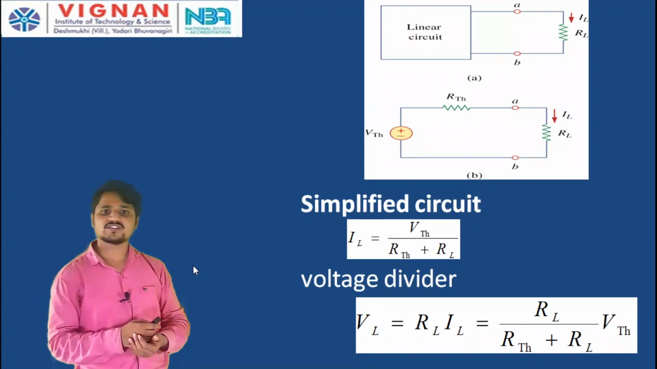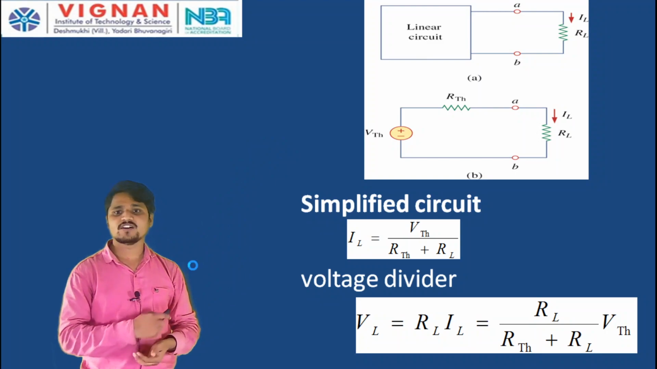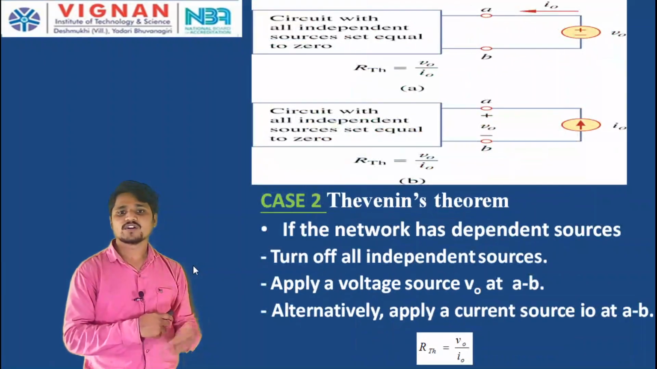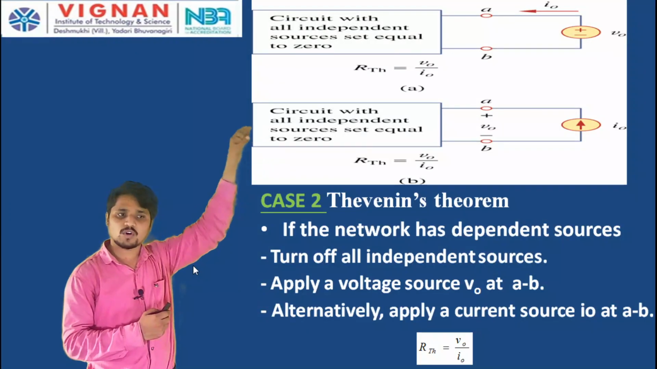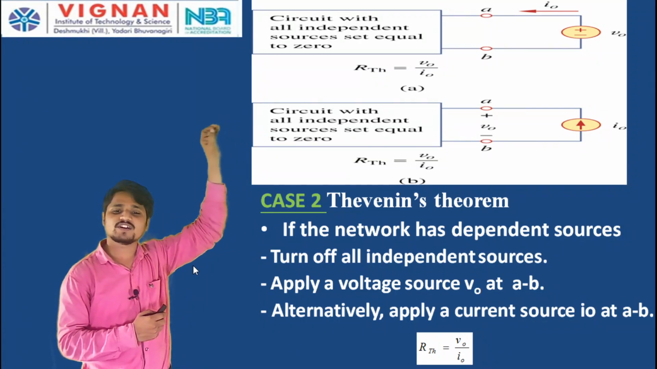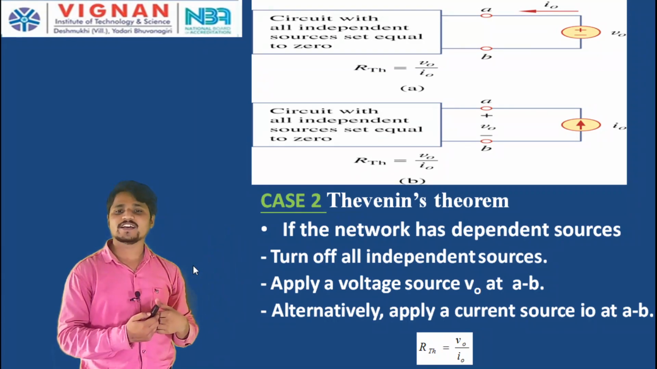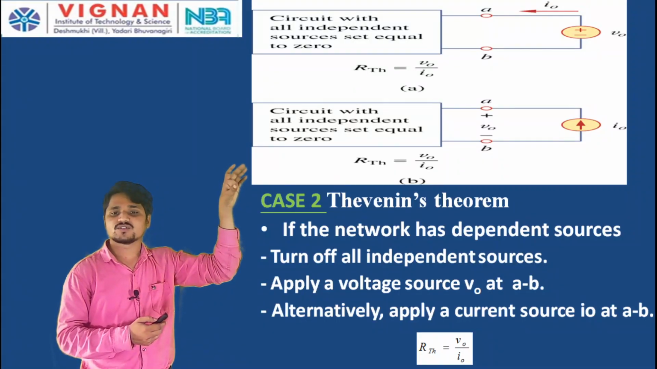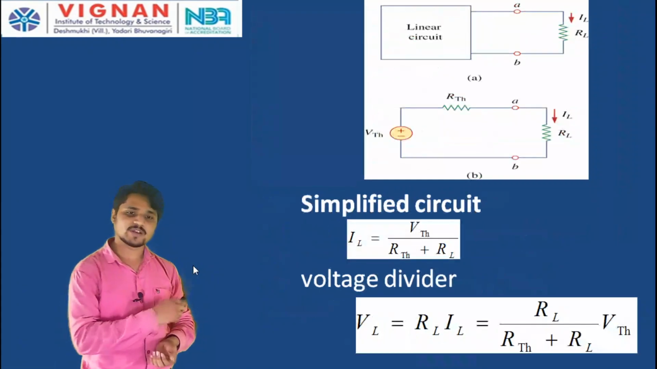To understand this, see here the linear circuit across A and B, and we have to find IL and RL. If you apply the 1 volt source, then the Thevenin resistance is 1 volt divided by the current I naught. If you apply the 1 ampere current source, then we find the voltage V naught, and V naught divided by 1 ampere gives the Thevenin resistance across the same terminals.